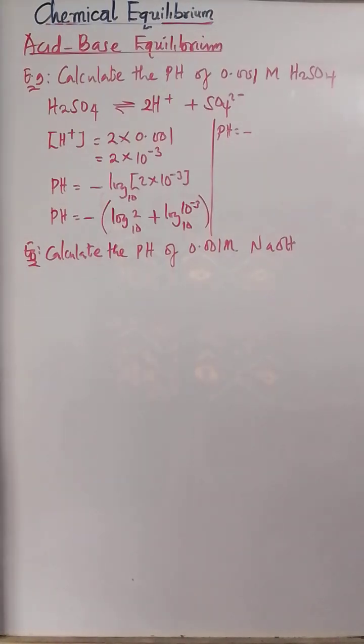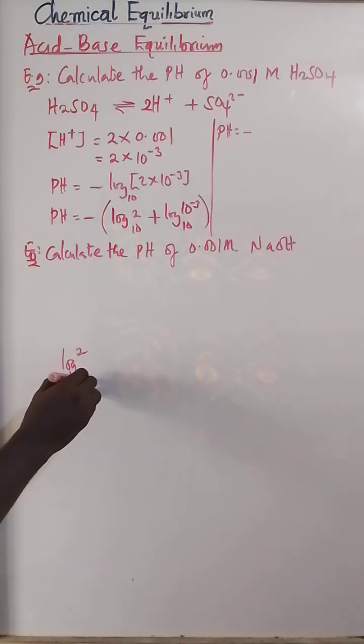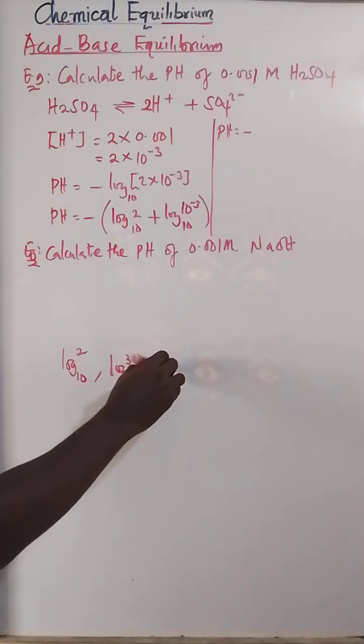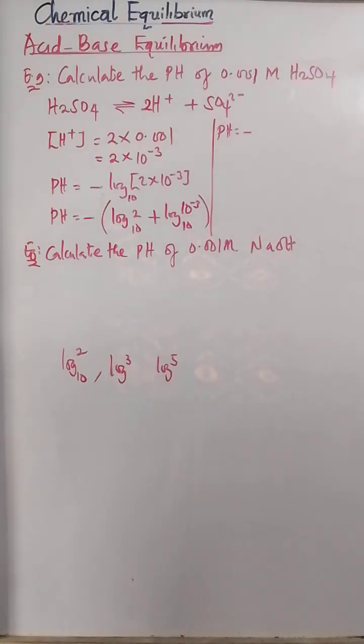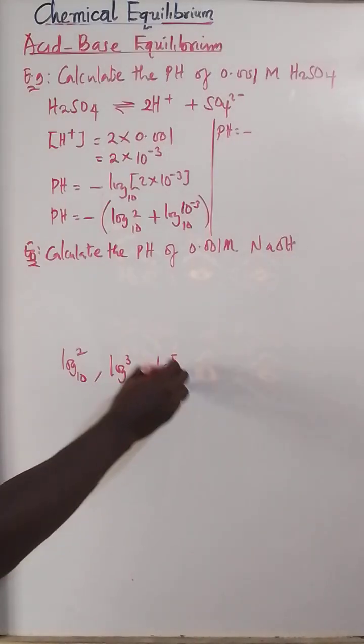You can press that in your calculator. But sometimes you might not be given a calculator, for example in JAMB, and you need to calculate this. So there are some basic logs you must know by heart: log 2, log 3, and log 5. If you know these 3 logs by heart, for most of the numbers you are given, you can get their value by using the laws of logarithm.